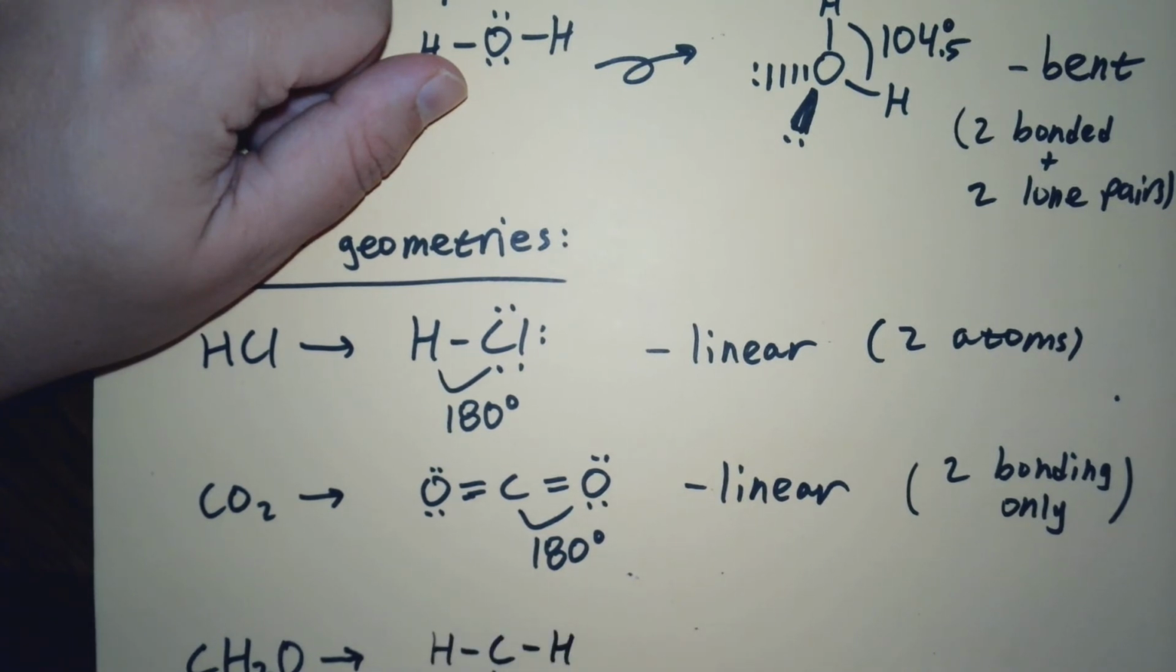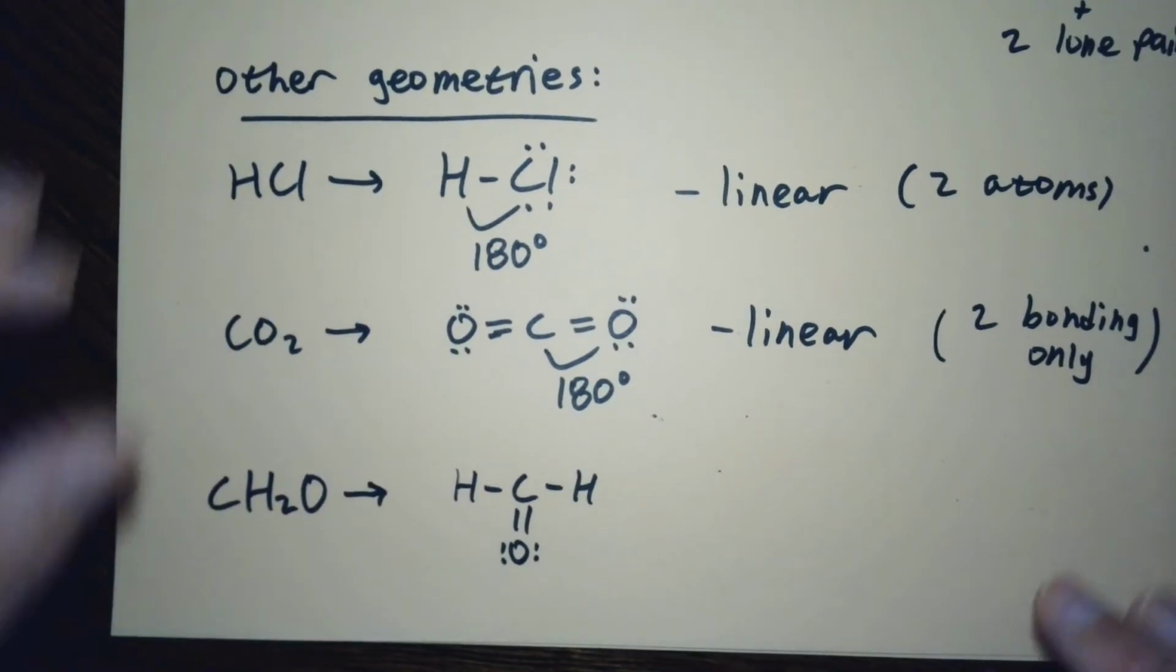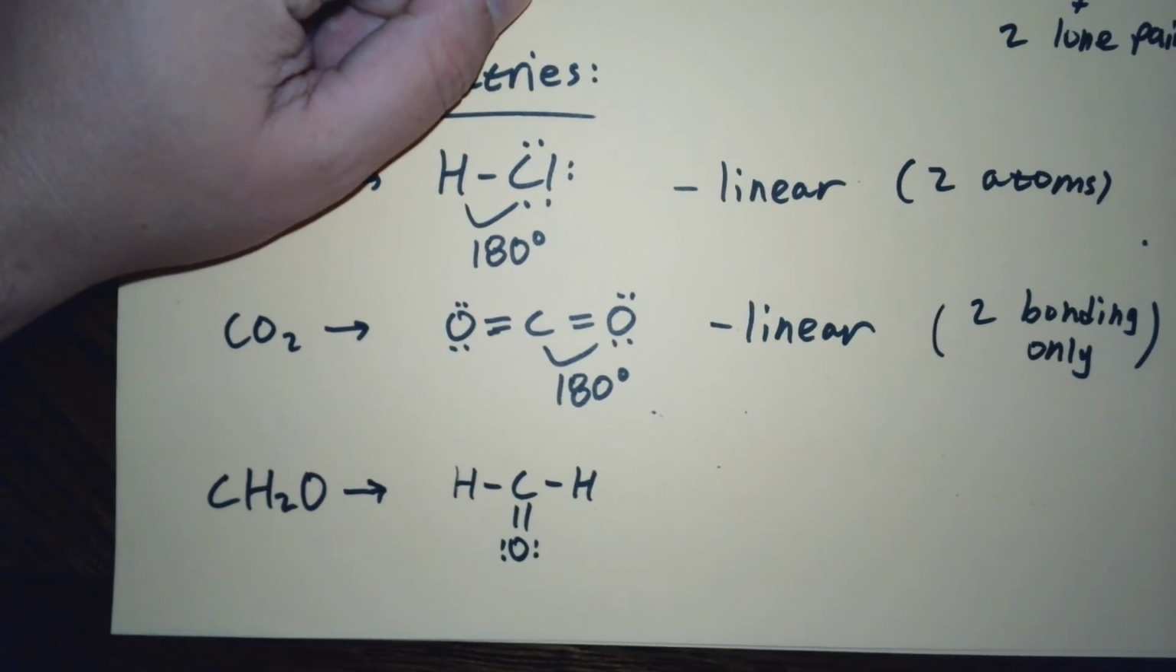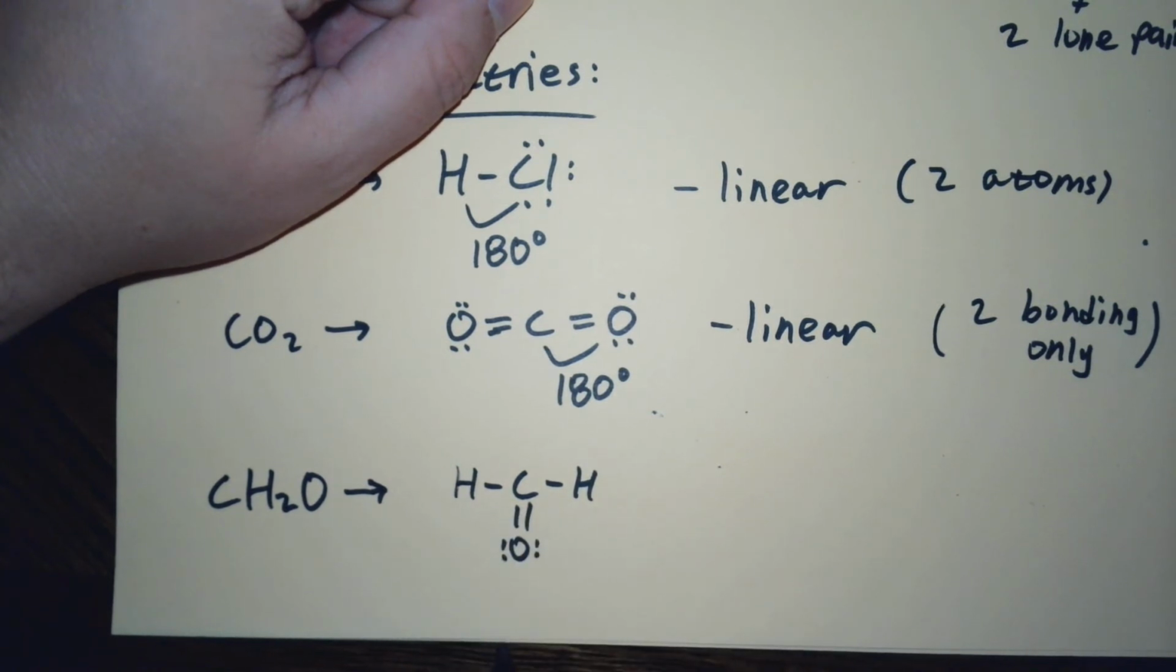So we can have something like this. And so what we have, as you can clearly see, is 3 areas all bonding around a central atom. So we have 3 areas of electron density. We got 1, 2, 3.